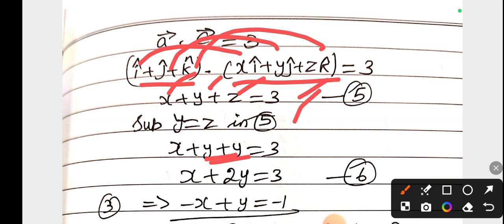This diagram, if you are not saying anything, my class is not even completing, children.